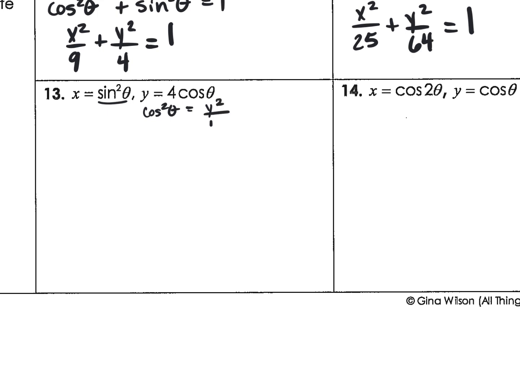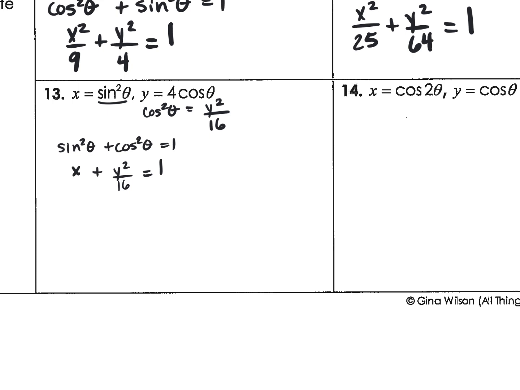Y squared over... so sine squared plus cosine squared is equal to 1, right? So sine squared this time is just x. Cosine squared is y squared plus 16 over 16 equals 1. Now, if it's not a circle, this thing only has a y squared and not an x squared, what must it be? A parabola, which means we probably ought to get the y squared on one side by itself and the x stuff on the other side, shouldn't we? Write it like it should be written.